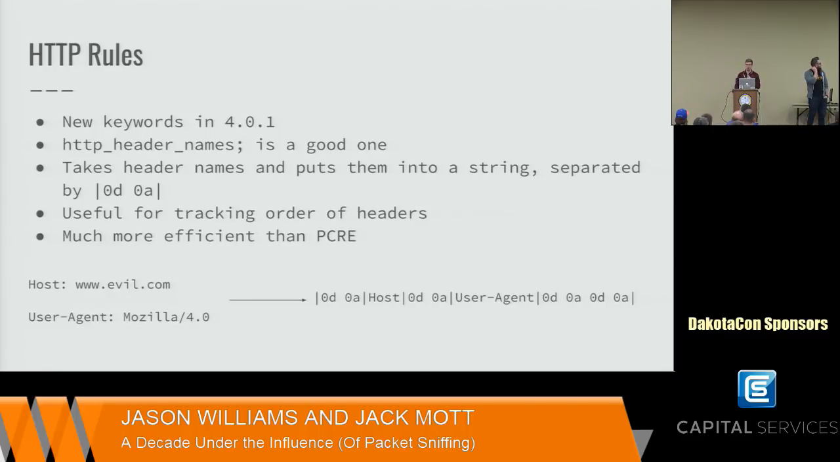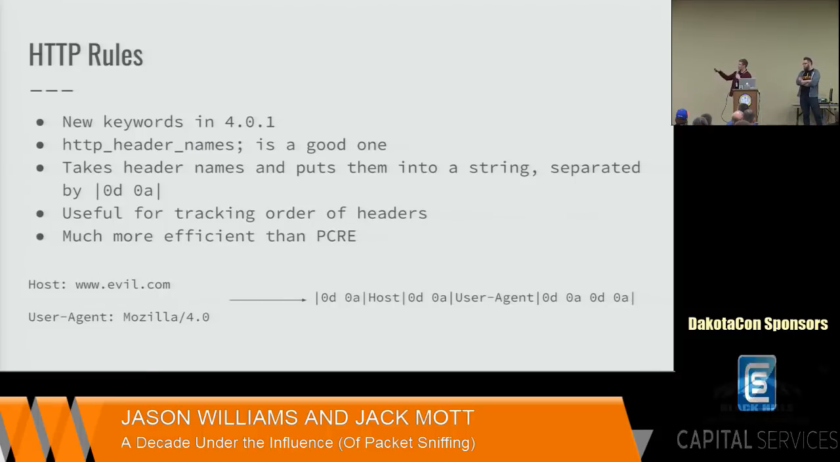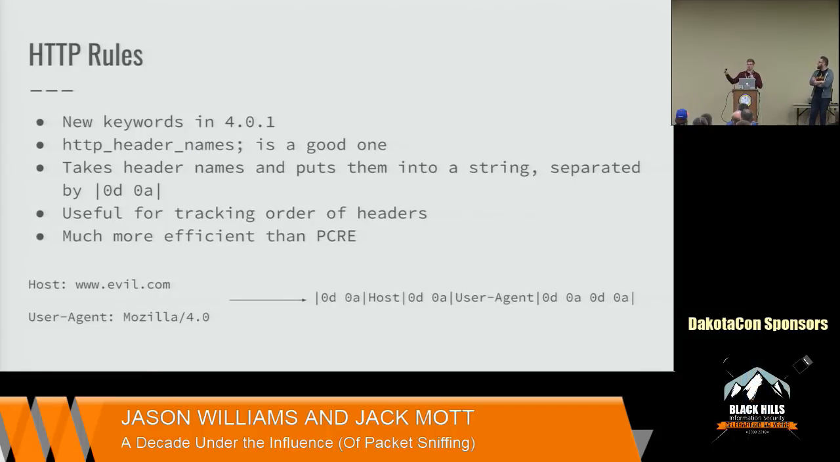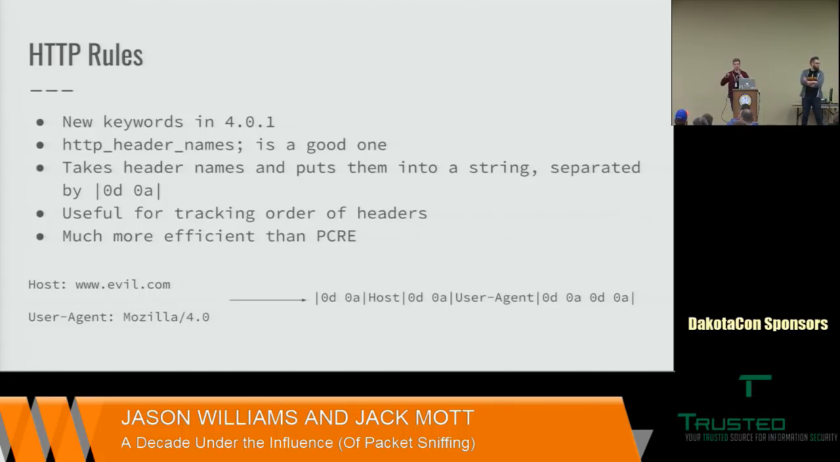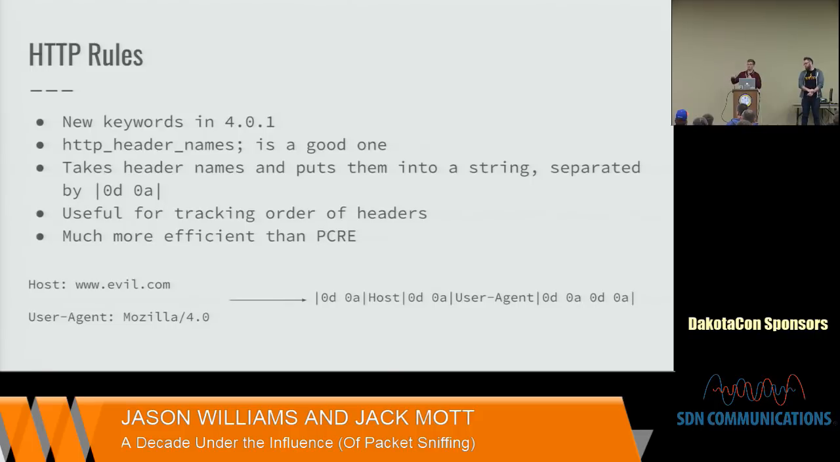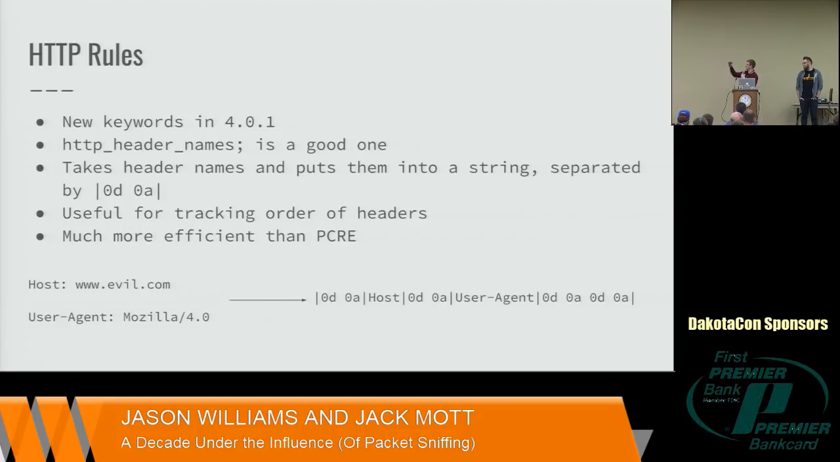One example of that is something called http.header_names. What that does is it parses out all the header names and puts them into a string separated by hex 0D, hex 0A, so like a carriage return and new line. It's really useful for tracking the order of headers as well as the presence of certain headers. Back in the day, we would have to write a regex to say, okay, at the beginning of the headers, it's going to be the host header name and then user agent, and go from start to finish in that order. But it was a regex and it was really inefficient.